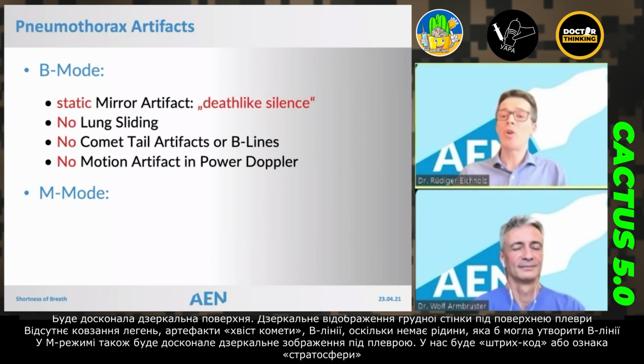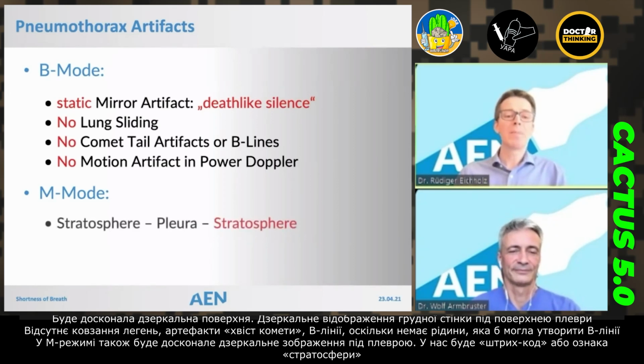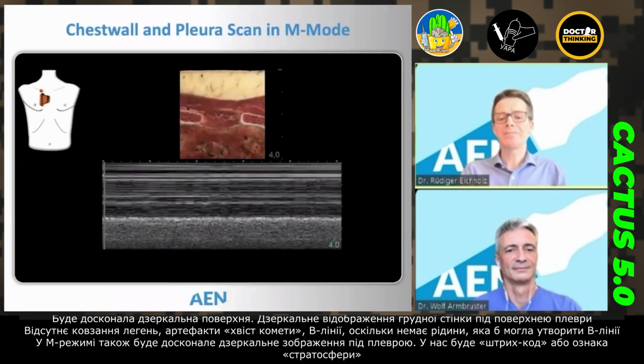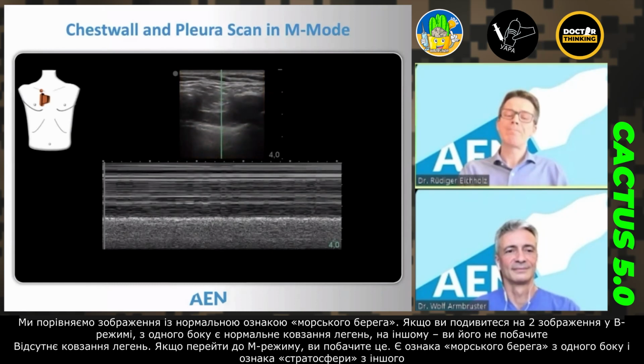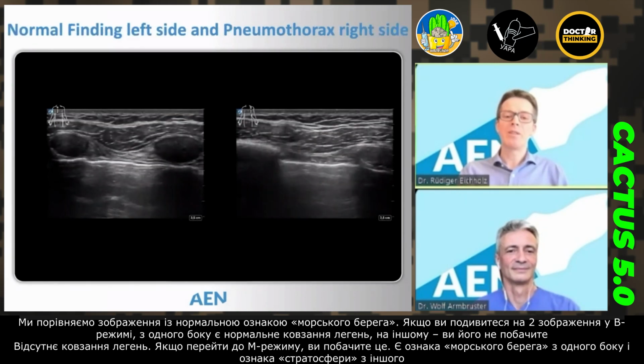So no lung sliding. You have no comet-tails or B lines, because there are no fluid collections that could create B lines. And in the M mode, you have this perfect mirror image also underneath the pleura. So we are getting to the barcode or stratosphere sign. And again, put in other images, we've got this M mode image here as the normal seashore sign.